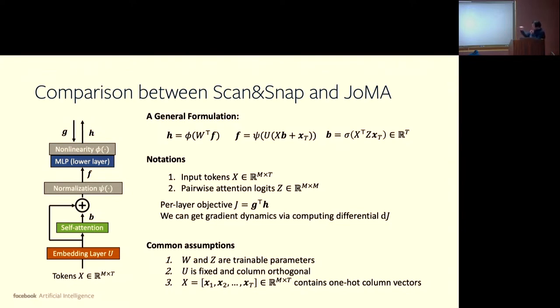This is definitely true for the first layer, in which each of the tokens is encoded by a one-hot representation. But it may not necessarily be true if you think about multiple layers and the intermediate nonlinearities. So this may not necessarily be true.